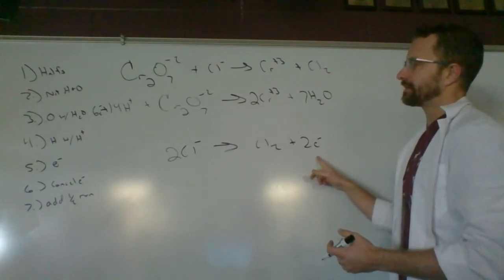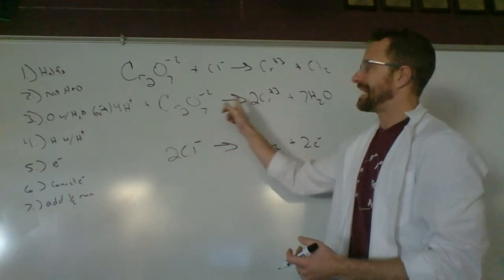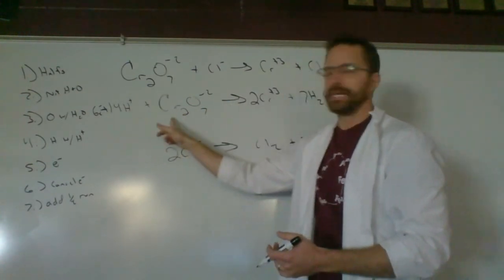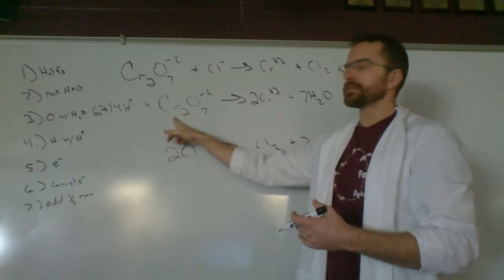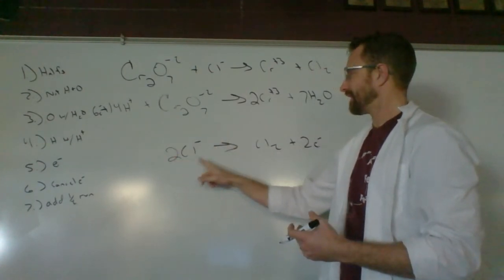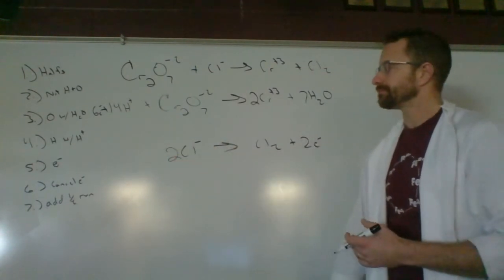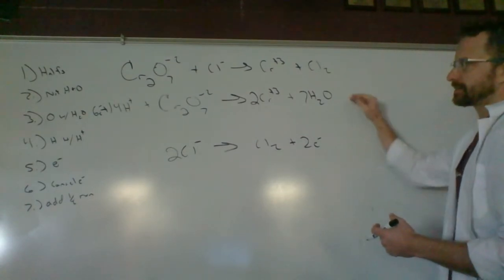As we think about that, my chromium here is gaining electrons, right? There are some electrons to gain in this chromium. So if it's gaining electrons, that's reduction. This guy is losing electrons, so that's oxidation. So this is my oxidation half, this is my reduction half.